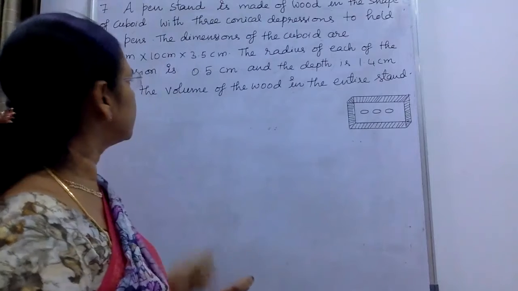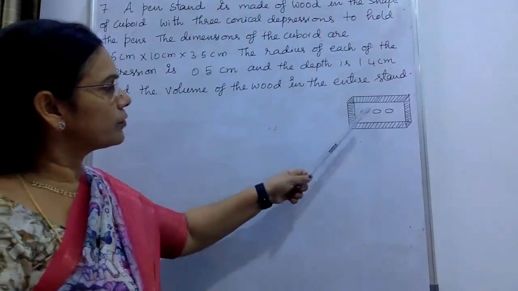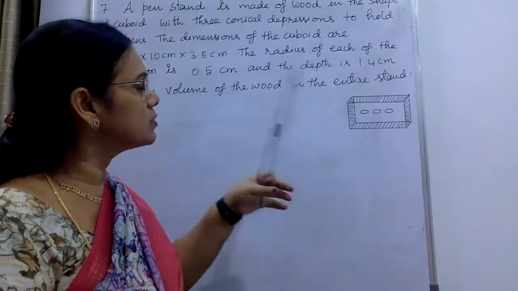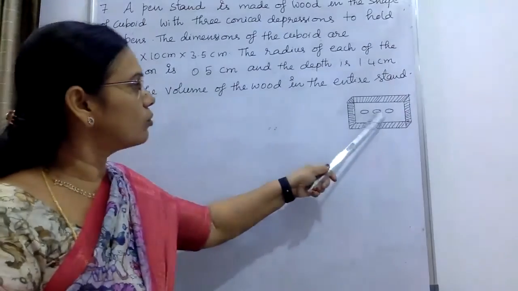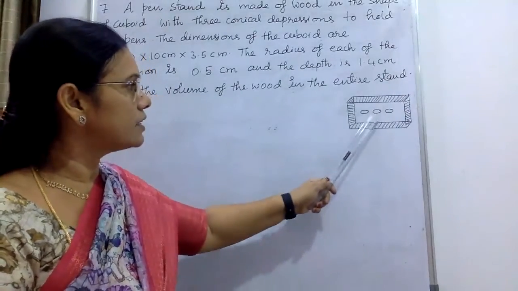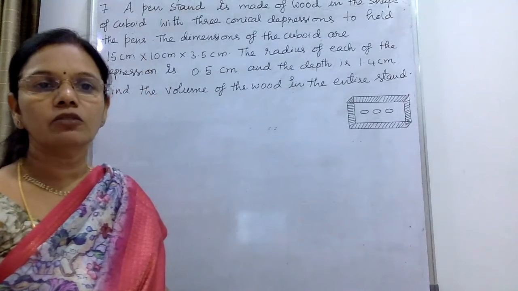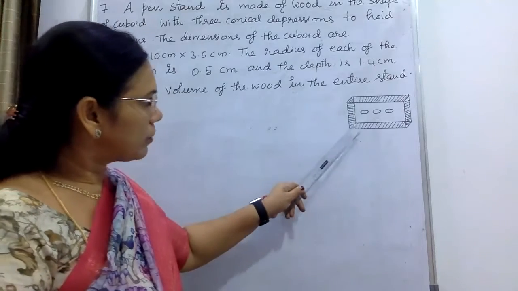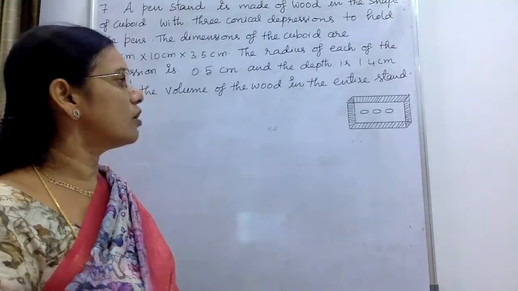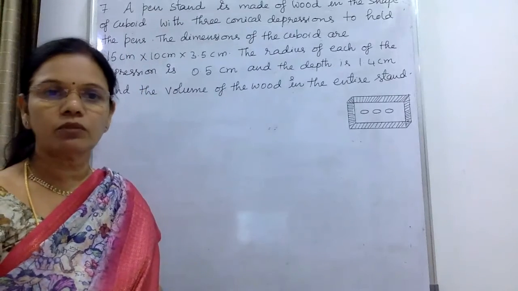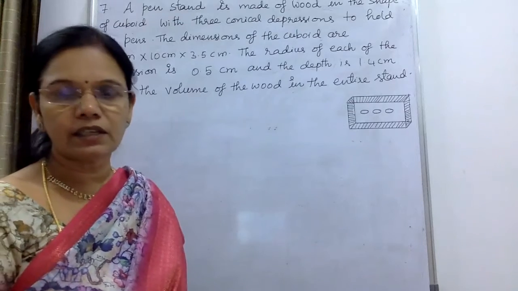So what we need to find out here is the volume of the wood in the entire stand. We know these 3 are the conical depressions, means this place will remain empty, and so there will be no wood in these particular conical depressions, and the remaining complete stand is made up of wood. So to know exactly how much wood is there, we need to find out the volume of the complete cuboid first, and then the volume of 3 conical depressions. After subtracting the volume of conical depressions from the volume of the cuboid, we are going to get the volume of the wood present in the given pen stand.